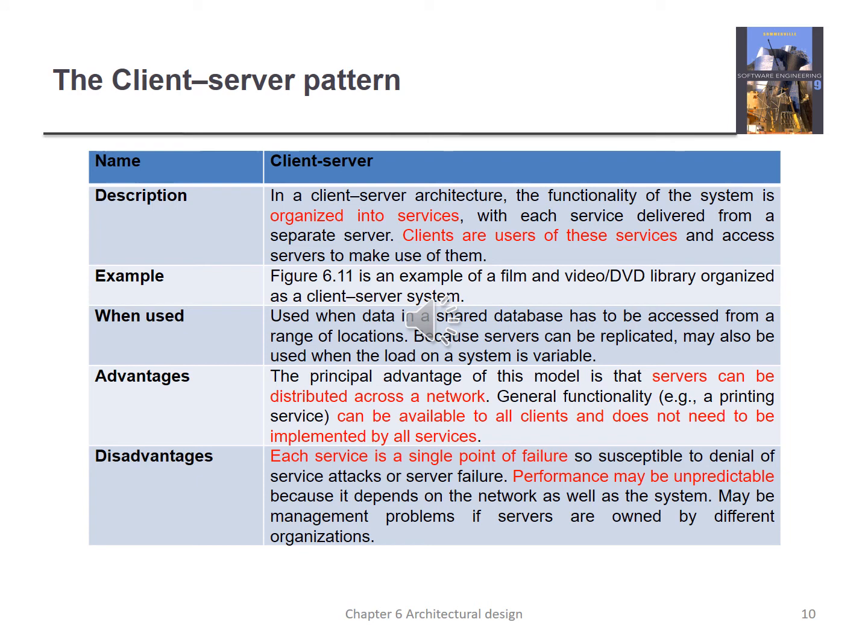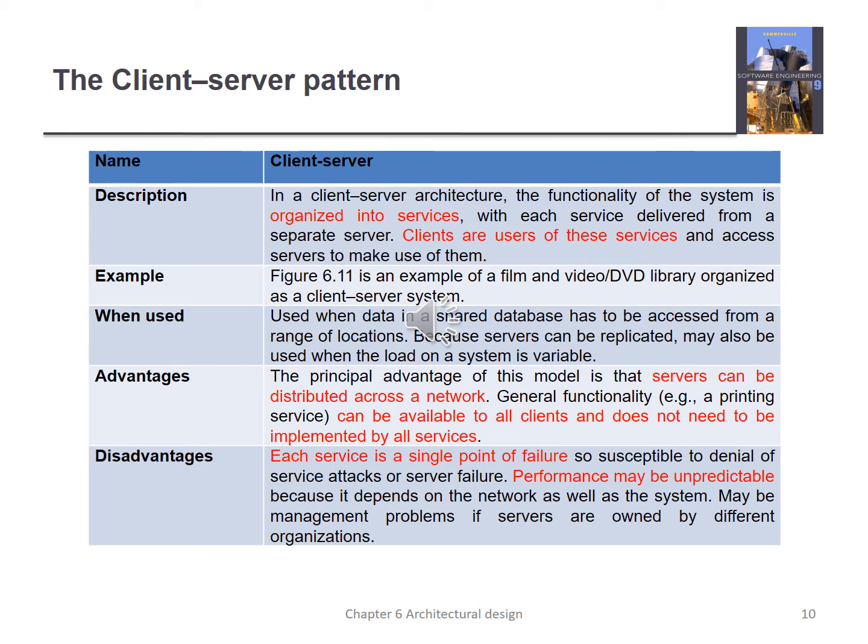Well, let's see the client-server pattern: description, example, when used. Description: as we said, in a client-server architecture, the functionality of the system is organized into services, with each service delivered from a separate server. So each service comes from a server. And then clients are users of these services, and access servers to make use of them, over a network or internet.